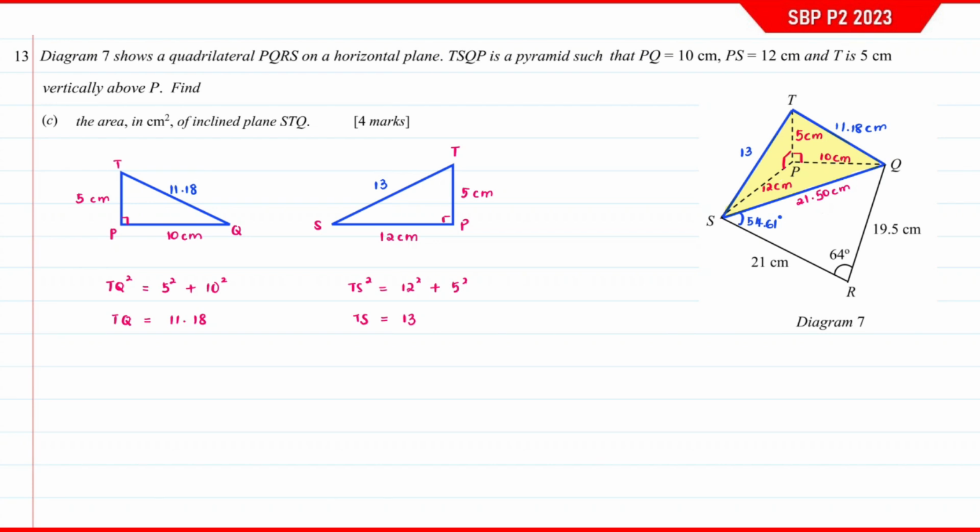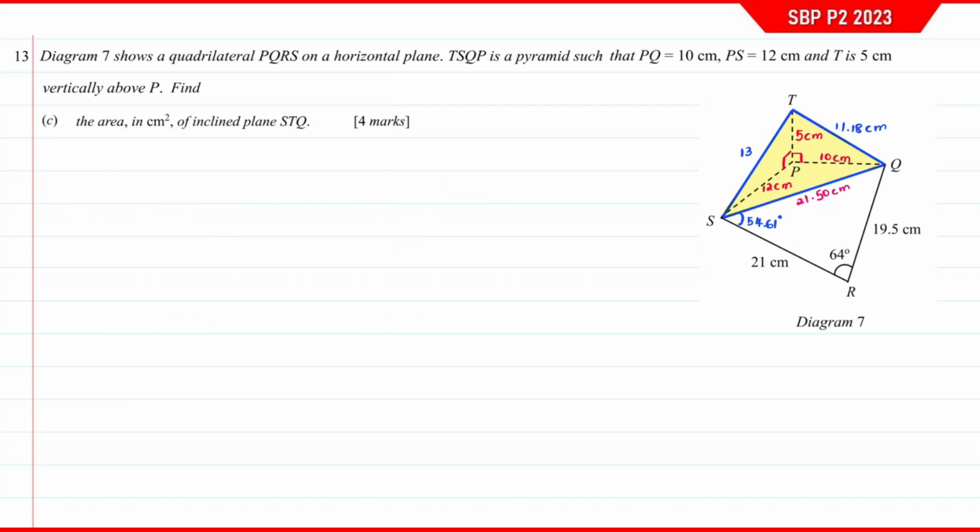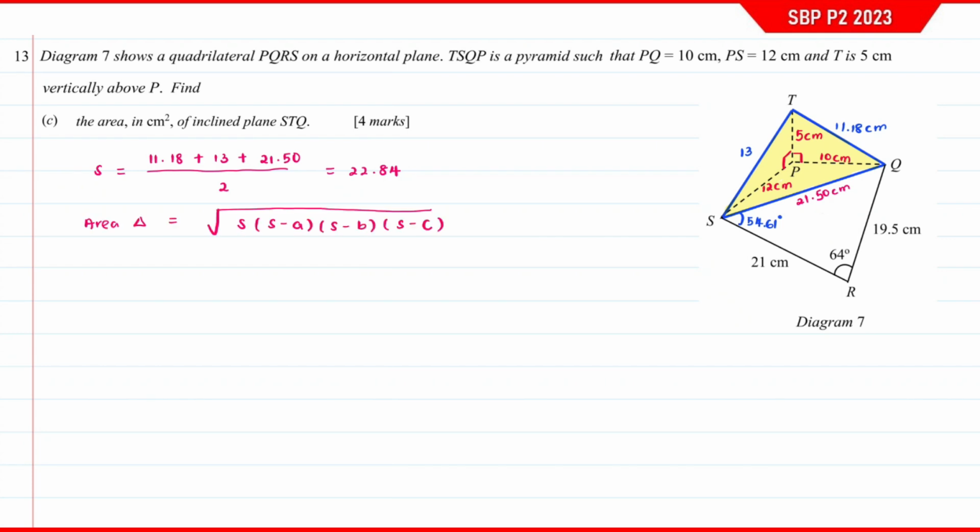So first, you can find the area of the STQ using Heron's formula. First, we're going to find the semi-perimeter, which is S. The semi-perimeter is equal to 11.18 plus 13 plus 21.50, then we divide it by 2, which is equal to 22.84.